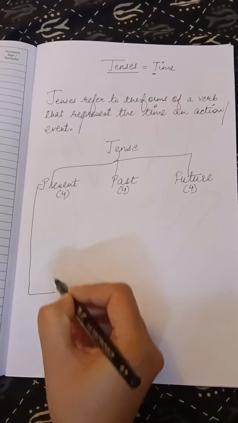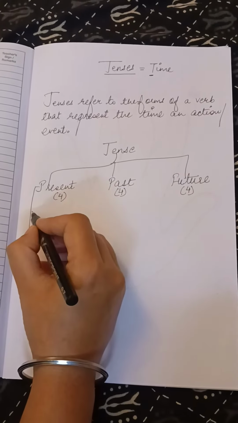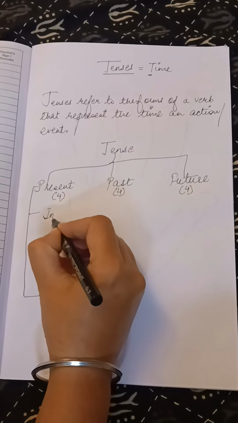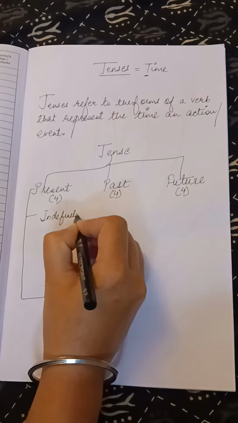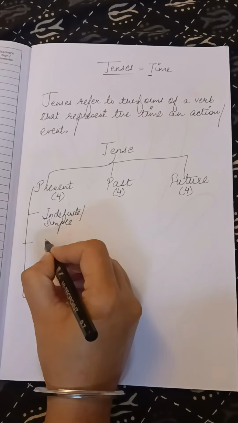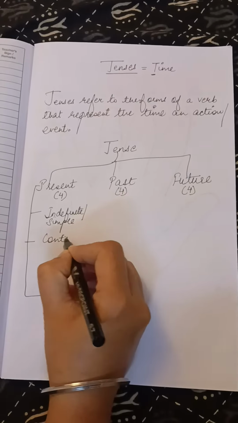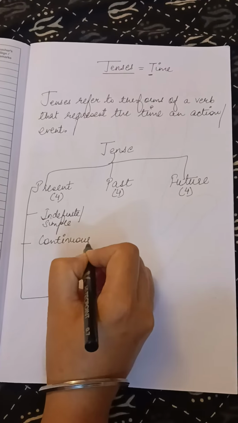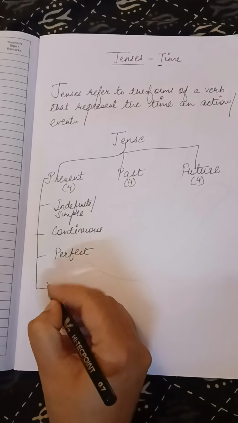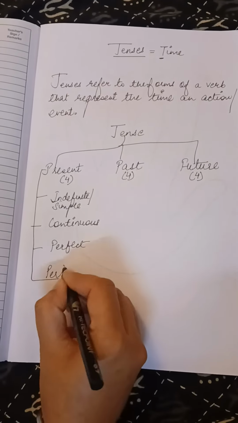First, present tense. So, present tense said, okay, I'm going to keep the names of my sons like this: indefinite, we can call it simple also. The second one is continuous. Third is perfect. And the fourth one was perfect continuous.